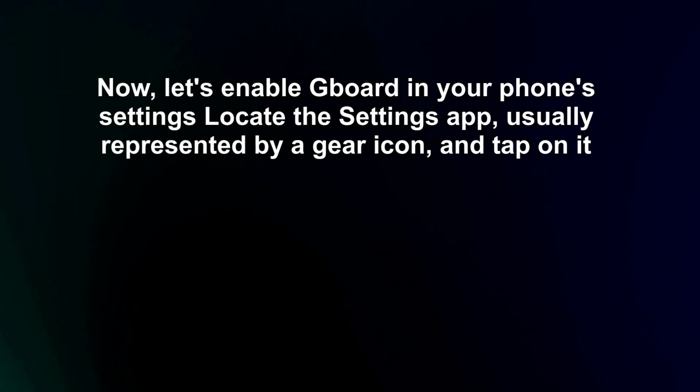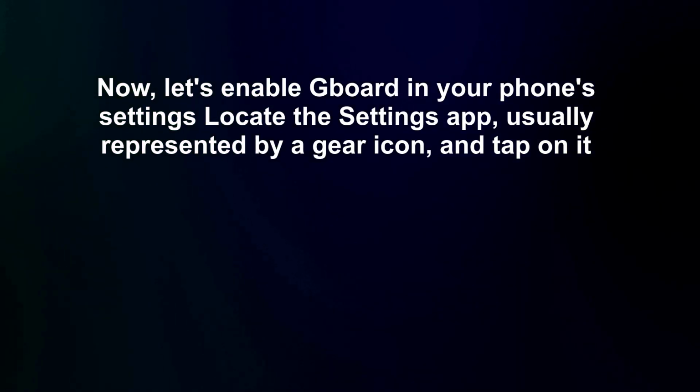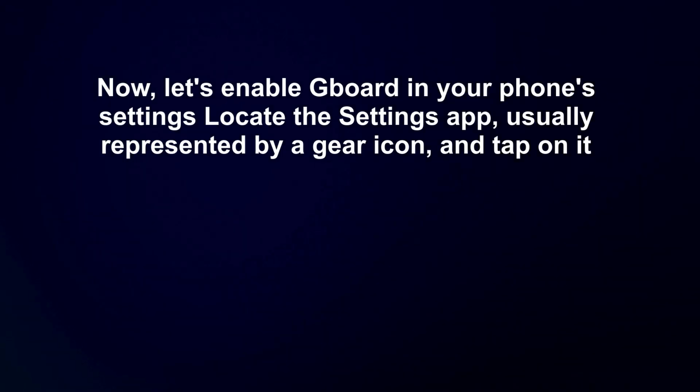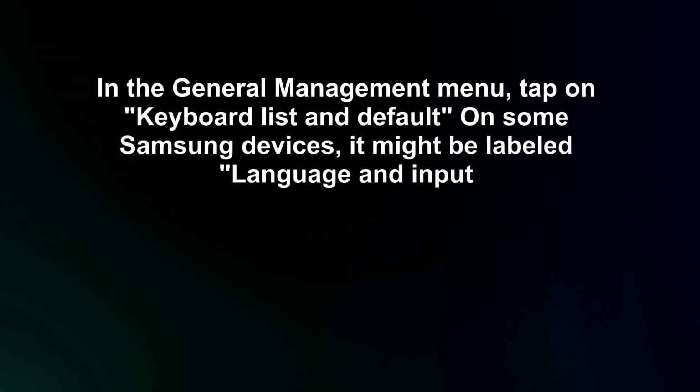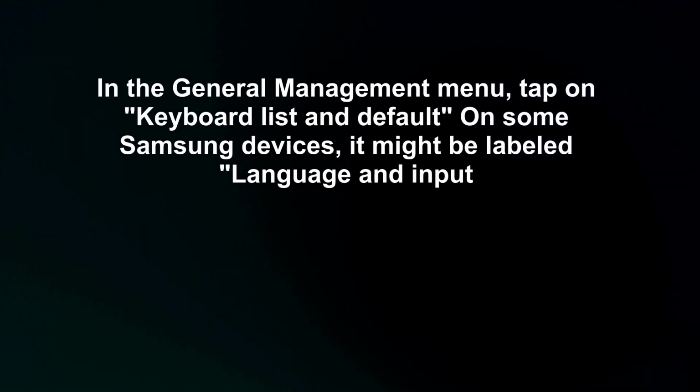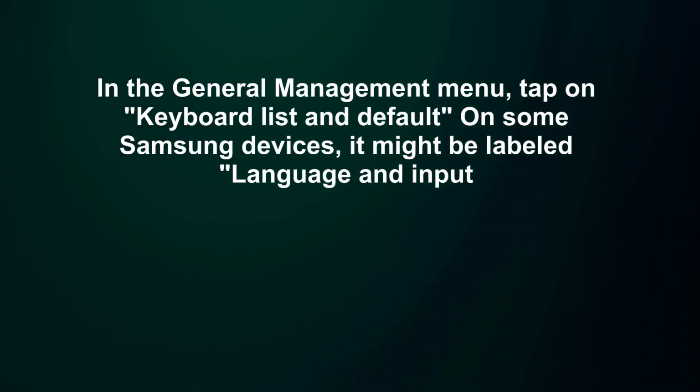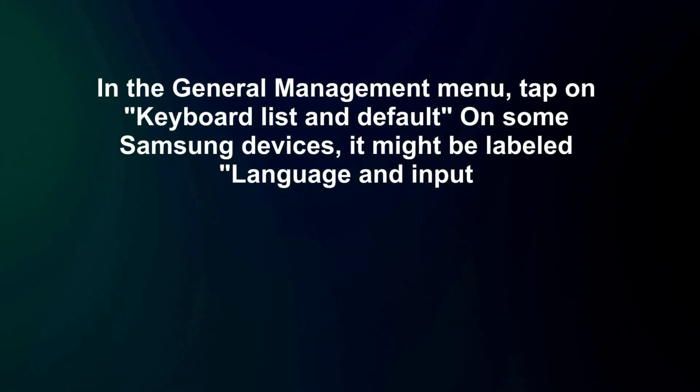Now, let's enable GBoard in your phone settings. Locate the Settings app, usually represented by a gear icon, and tap on it. Scroll down until you see General Management and tap on that. In the General Management menu, tap on Keyboard List and default on some Samsung devices. It might be labeled Language and Input.